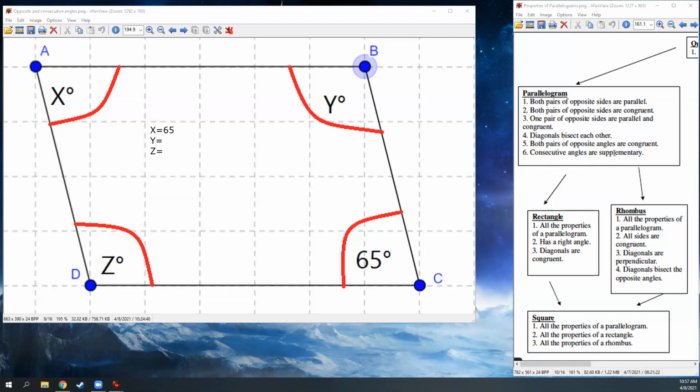Consecutive angles are supplementary. Okay, so angles next to each other, like B and C, or C and D, or D and A, or A and B, those are supplementary. They add up to 180. So I know that y and 65 add up to 180. Y plus 65 equals 180, and there's your equal sign. We can solve for this pretty easy. Minus 65 from both sides. Y equals 115. I'm right with that? Yeah, I'm right. Y equals 115.